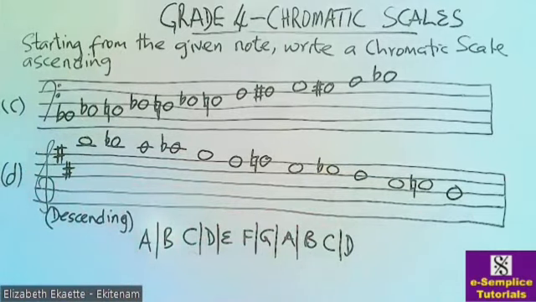So you see, you can write either way. Personally, I call this keyboard method. It's the simplest way to write chromatic scales without even thinking about it.